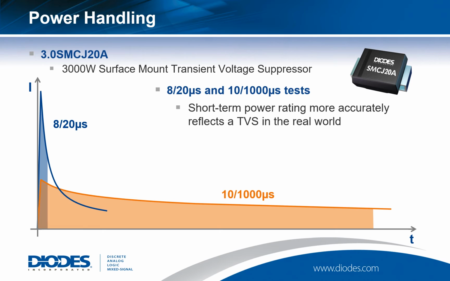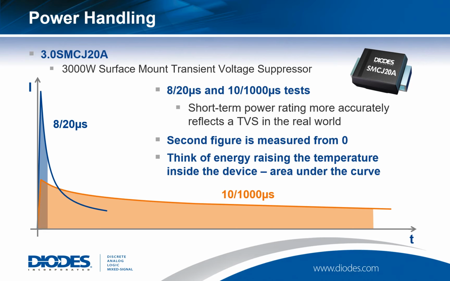These very short-term power ratings obviously reflect a much more accurate real-world use case for the TVS. The TVS is not a steady-state device, it's a transient device. You need to think of these pulses as showing the shaded areas under the curve as the energy that will be dissipated in the device.